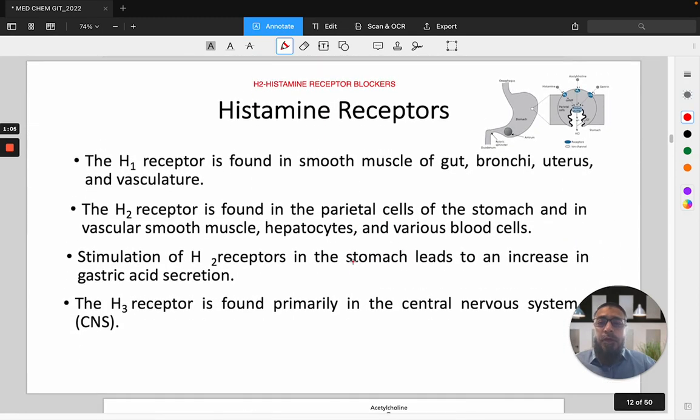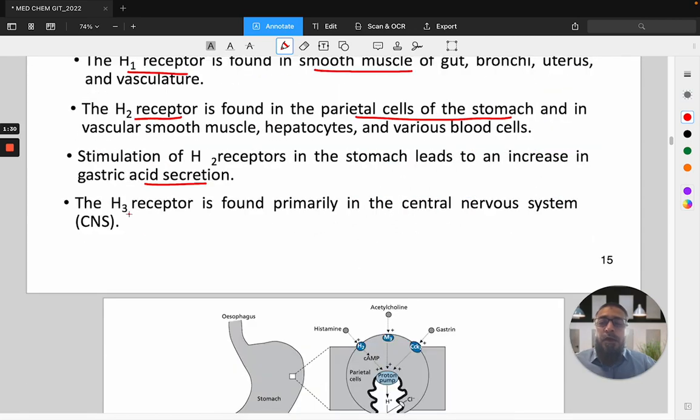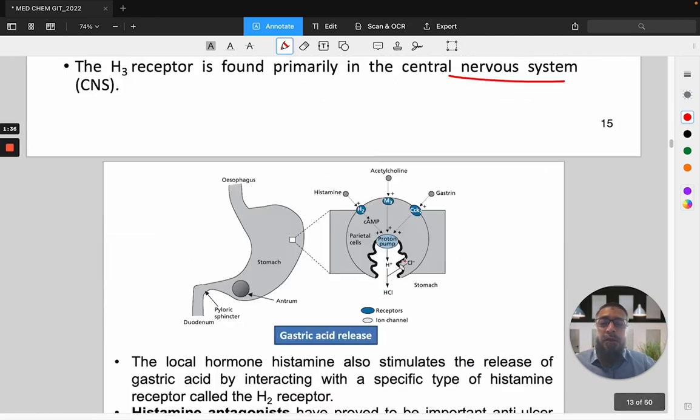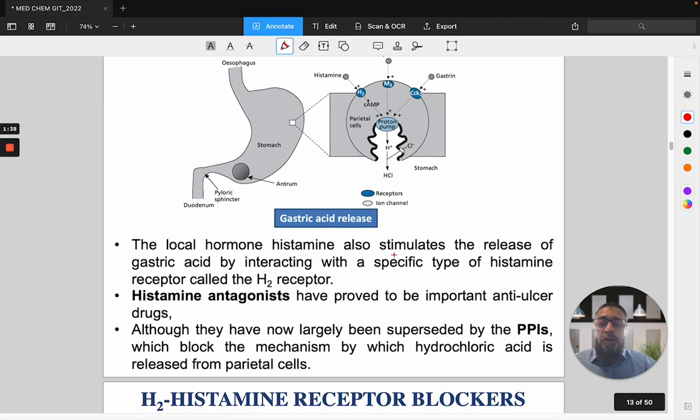So now we come to the second part, which is the H2 histamine receptor blocker. There are 3 types of histamine receptors. One is the H1 receptor, which is found in the smooth muscles. The H2 receptor is found generally in the parietal cell of the stomach. The stimulation of this H2 receptor in the stomach leads to an increase of gastric acid secretion. The third type of histamine receptors are generally found in the CNS. So our concern is the H2 receptors and the blockers.